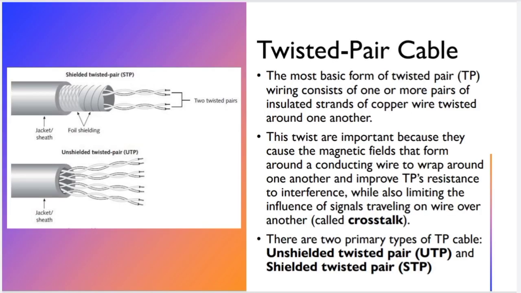Twisted pair cable. The most basic form of twisted pair wiring consists of one or more pairs of insulated strands of copper wire twisted around one another. The twists are important because they cause the magnetic fields that form around the conducting wire to wrap around one another and improve TP's resistance to interference, while also limiting the influence of signals traveling on one wire over another. This is called crosstalk. There are two primary types of TP, which are unshielded twisted pair, or UTP, and shielded twisted pair, or STP.